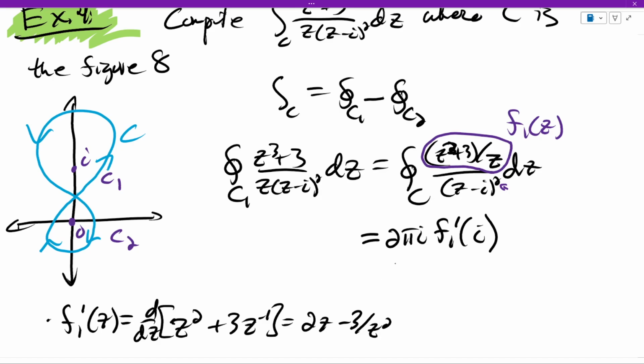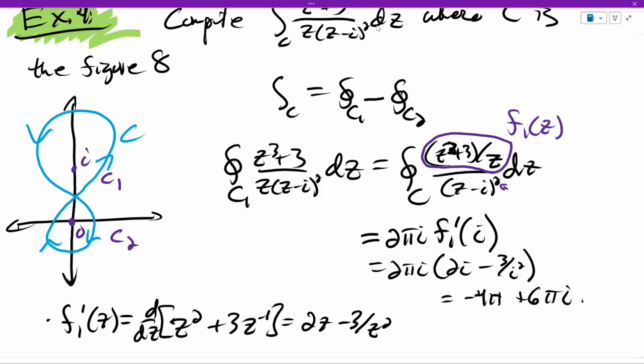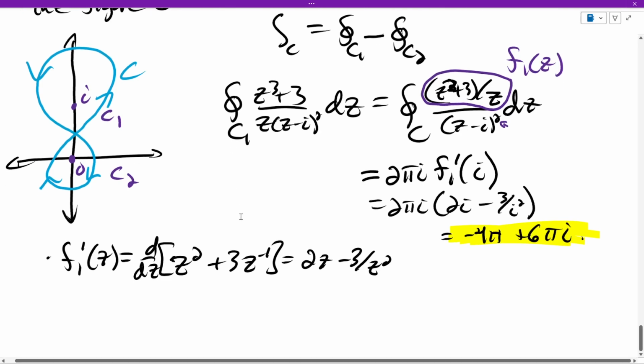All right, so we'll go ahead and plug i into that. So that's 2i minus 3 over i squared. So that's 2 pi i times 2i, that's negative 4 pi. And then i squared is negative 1, so that's going to be a plus 3. So we're going to get a plus 6 pi i. So that's the value for our first contour integral. And that's the correct way, so we don't want to change any signs.